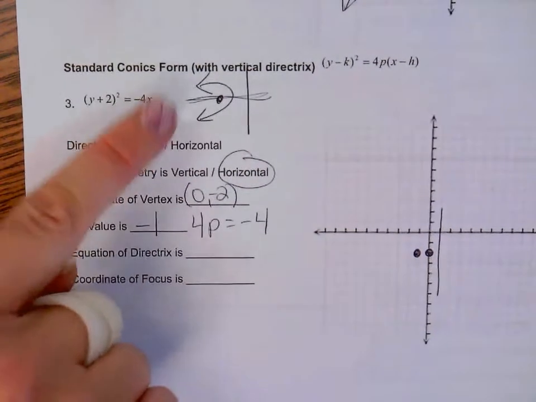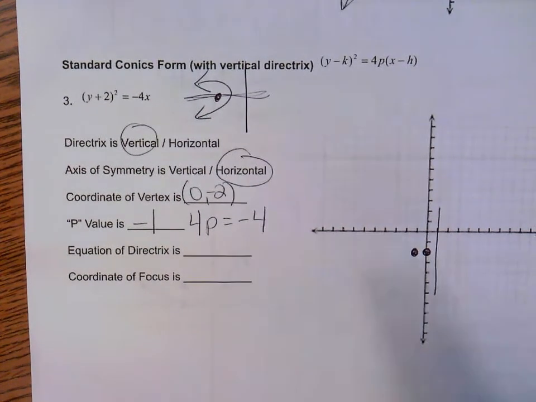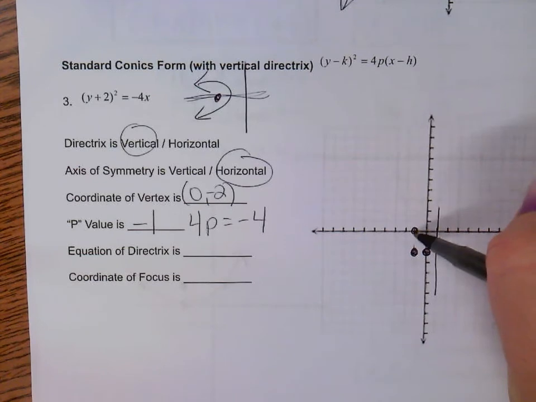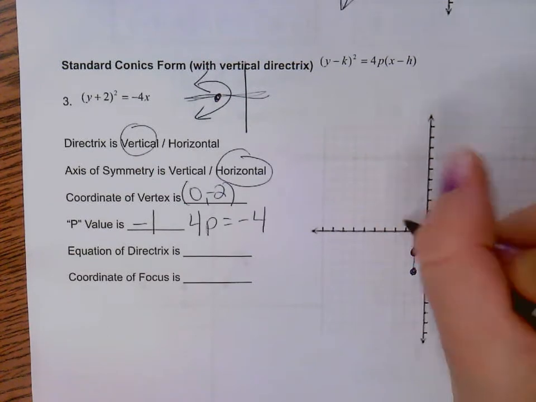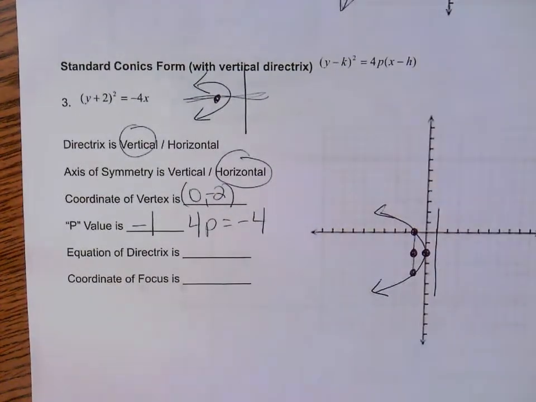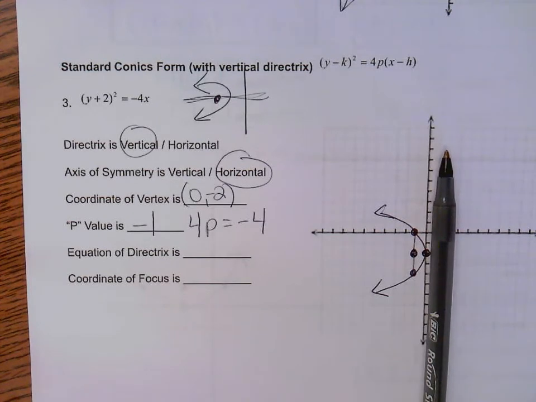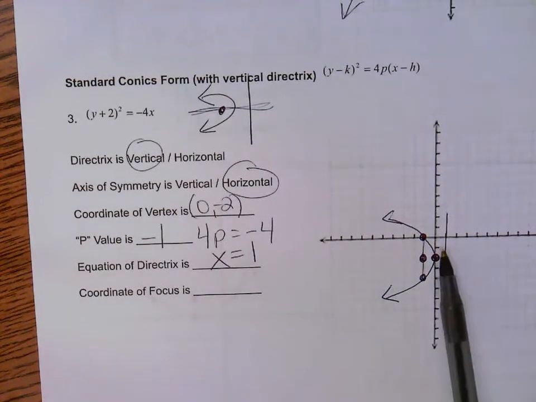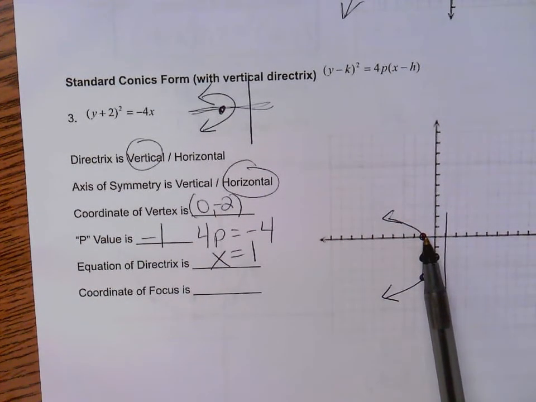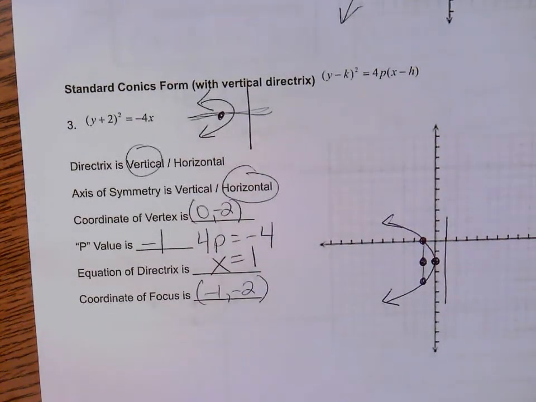I always look back at that original picture. That helps me. And then the focal width is 4. So I'm going to share 2 on one side of the focus. It's called focal width, right? So it's across from the focus. This is a little bit narrower of a parabola. And let's see, my directrix is a vertical line at 1. So I write that x equals 1. And my focus is at what? (-1, -2). And there, you just graphed a parabola kind of in a new way.